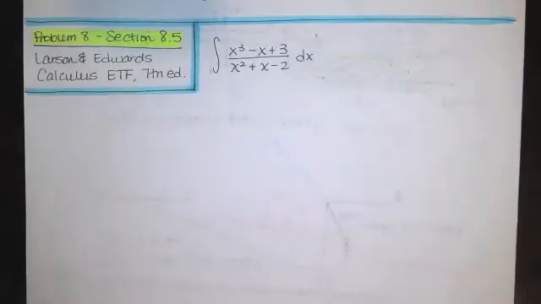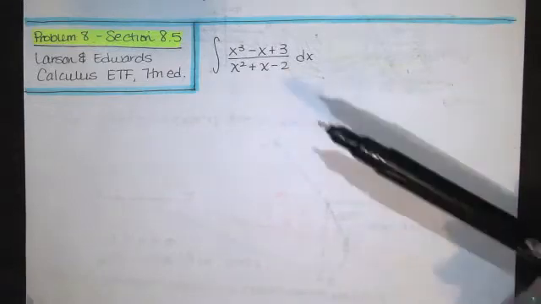This video, we solve problem 8 from section 8.5 of the Larson and Edwards Calculus Early Transcendental Functions text, 7th edition. We're asked to evaluate the integral of a rational function, which is just a polynomial divided by a polynomial. And this is in the section about partial fraction decomposition.